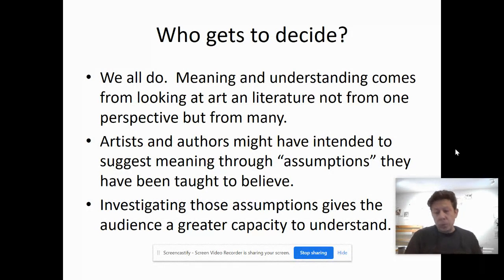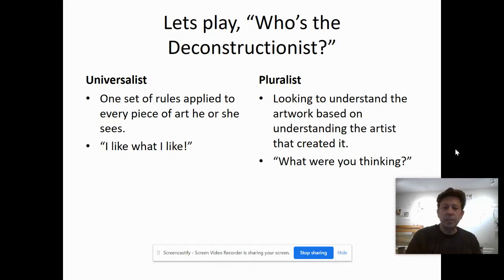So, who gets to decide? We all get to decide. Meaning and understanding comes from looking at art and literature, not from one perspective, according to a deconstructionist, but from many. And the more closely we look at those people, then we can figure out more about the assumptions or the biases that they have to have a greater understanding of why and what they are communicating to us.